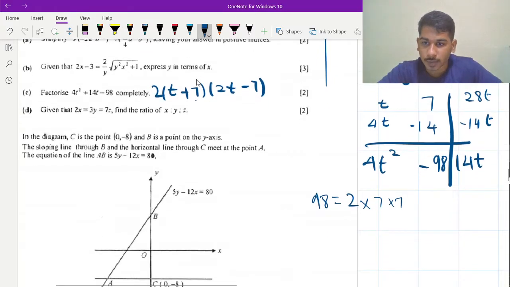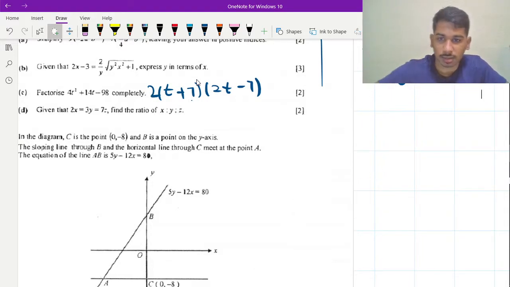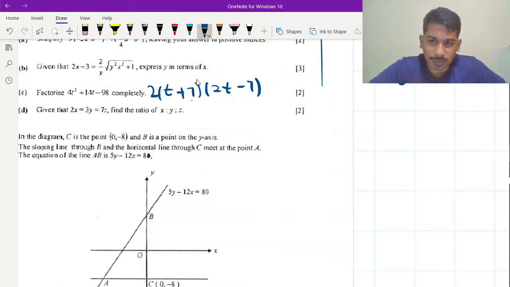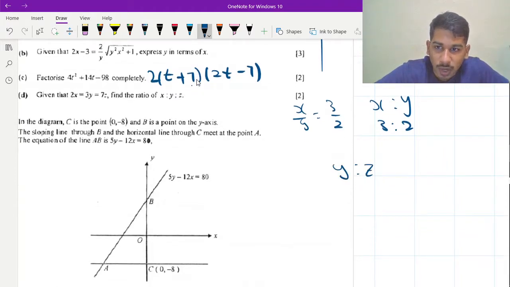Okay, given that 2x is equal to 3y is equal to 7z, find the ratio of x is to y is to z. I don't know what the normal way you guys do this is, so I'll just think of a random way on the spot. So what is the ratio of x is to y? x over y is 3 over 2. So it's 3 is to 2. Okay, if you got 3 is to 2, so let's go. What is y is to z? y over z is 7 over 3. So y is 7, and this is 3.